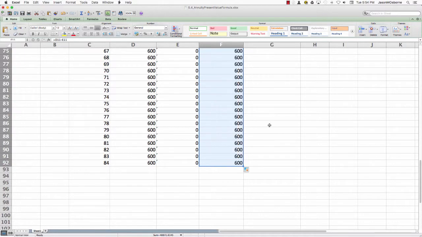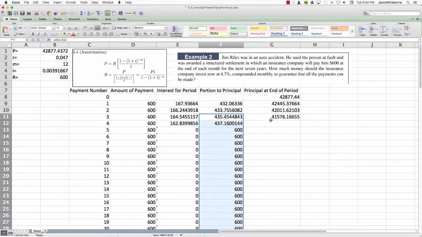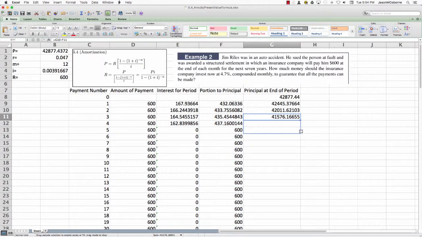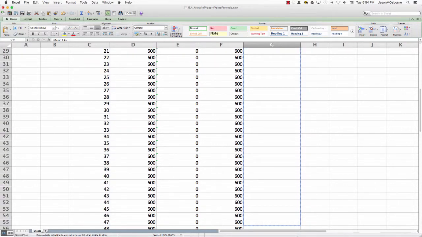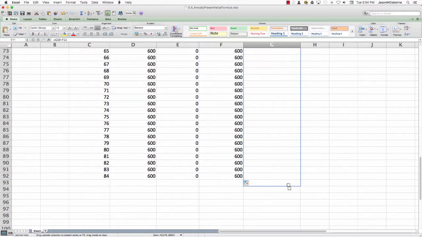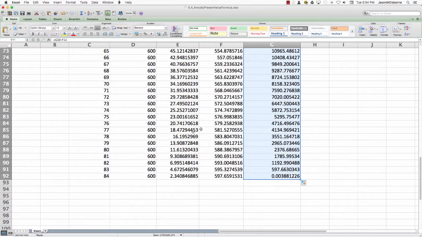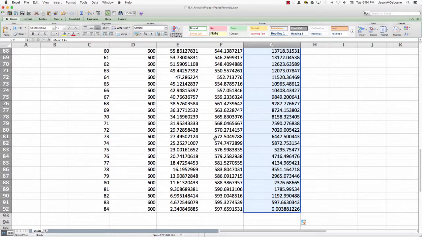Almost done here. We need all the columns to be in before the numbers will make sense. So I'm dragging down to the 84th. Okay. Now, let's take a look at what we have here.